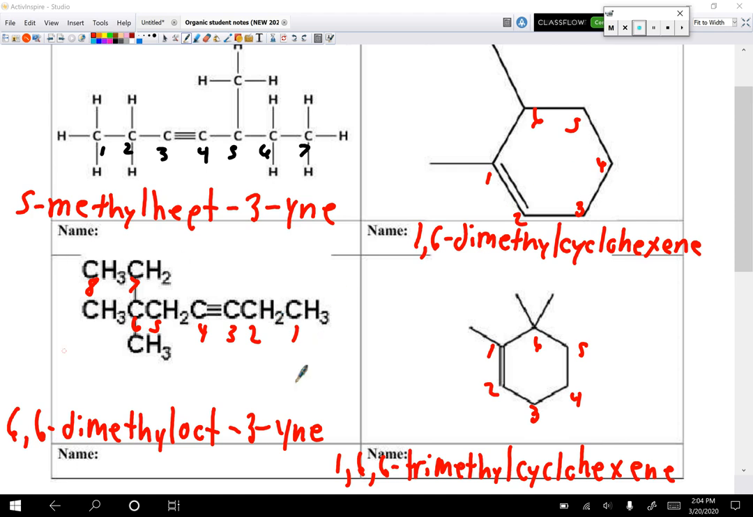We have our next one right here. I had to start labeling here to get our longest carbon chain. We will notice that it has to go across and up and around this way to get 8 carbons in a row. And we end up getting 6,6-dimethyloct-3-yne, and we have our 1,6,6-trimethylcyclohexene here as well down at the bottom.